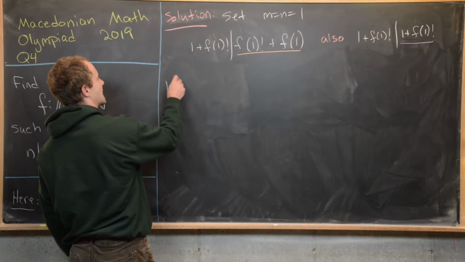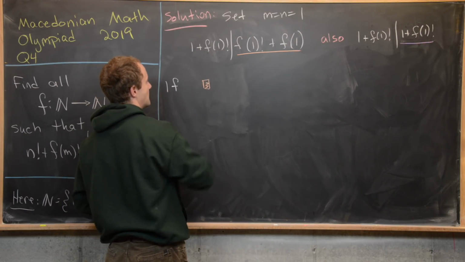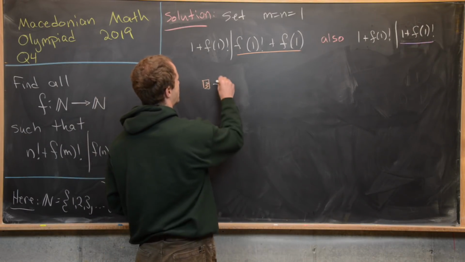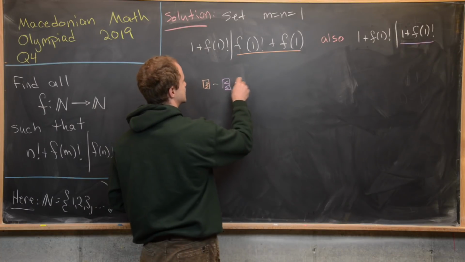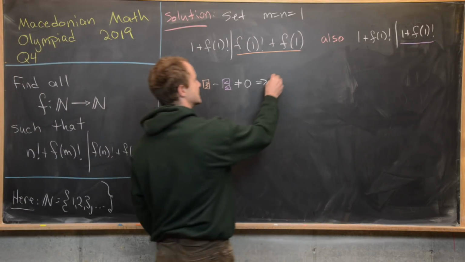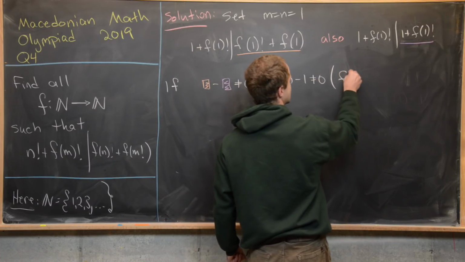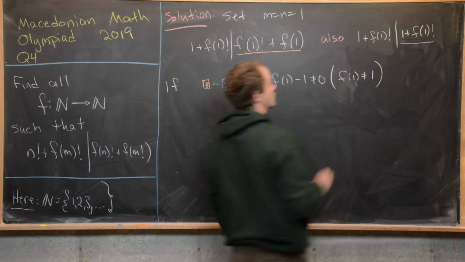So let's go ahead and point that out. So I'll write orange minus purple is not equal to 0, but notice that orange minus purple is f of 1 minus 1 not equal to 0, but that's equivalent to saying that f of 1 is not equal to 1.